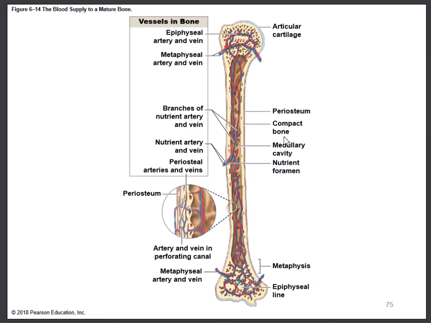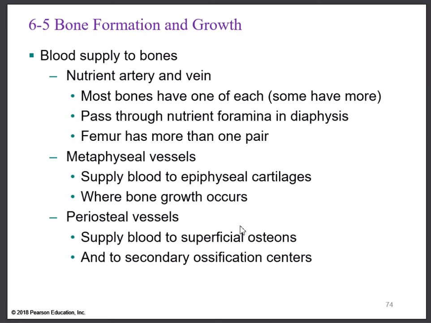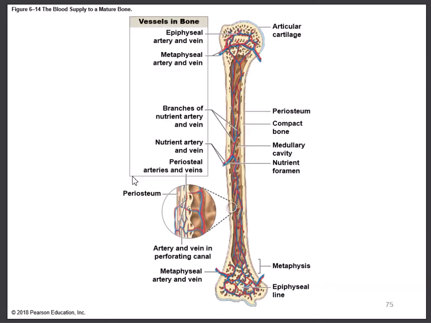So here's a picture from the Martini book. If you look in the shaft right over here, right about there, there's a hole in the compact bone, and then the artery going in is the nutrient artery through the nutrient foramen, the vein going out obviously is a nutrient vein. Then you can see the blood vessel goes in and it just expands throughout the diaphysis, spreading throughout the bone. At the metaphyses, where the growth plate is, where the epiphyseal cartilage is, the blood vessels that go in are called the metaphyseal blood vessels.